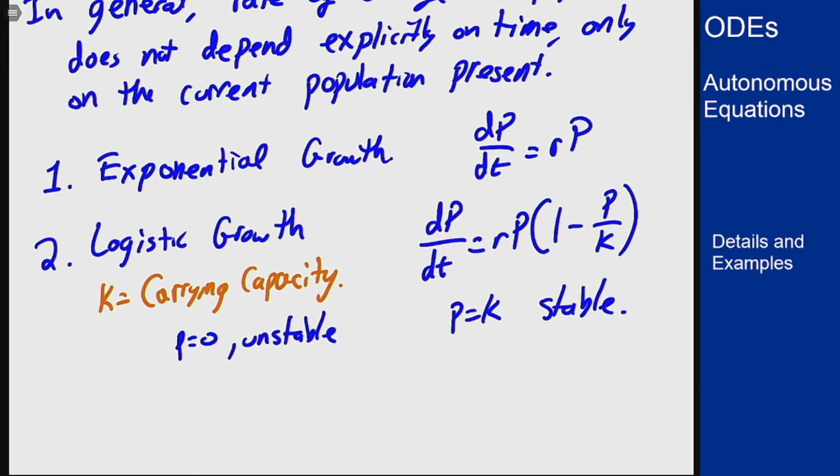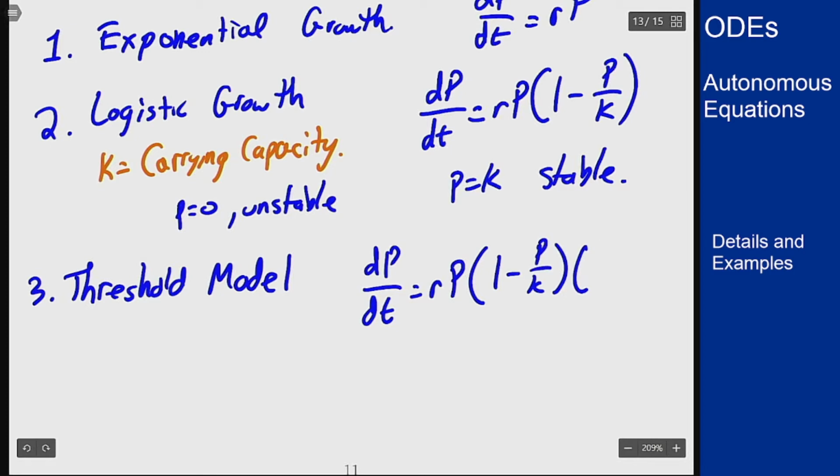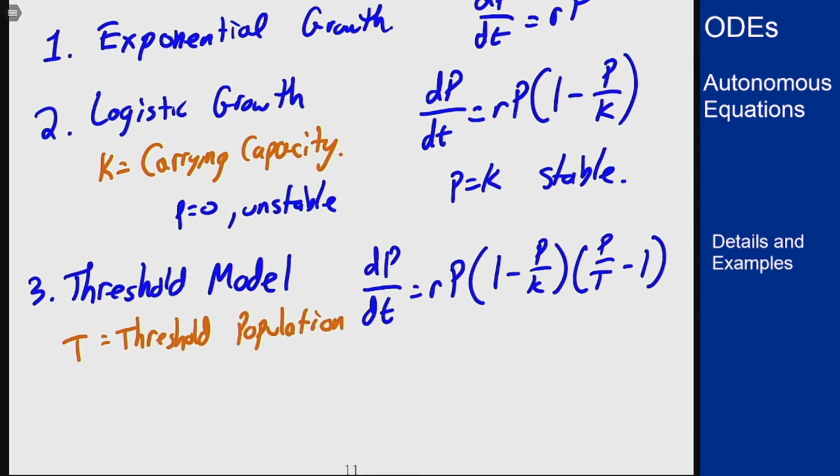And then our third model, which adds on to the previous one, is a threshold model. This adds one extra term: dP/dt is some rate times P times (1 minus P over K) times (P over T minus 1). The additional component here is T, which is a threshold population. This takes the role of the minimum population that needs to be present for it to continue to survive.